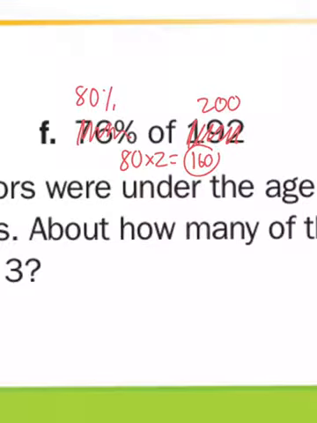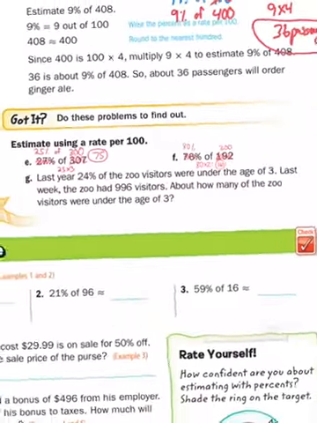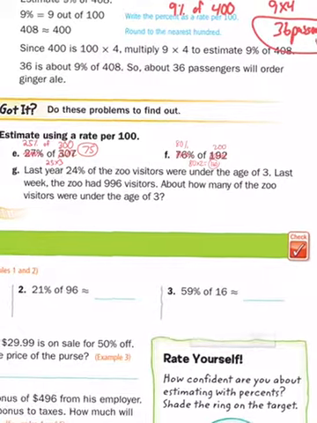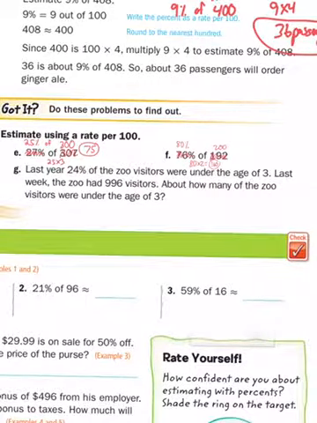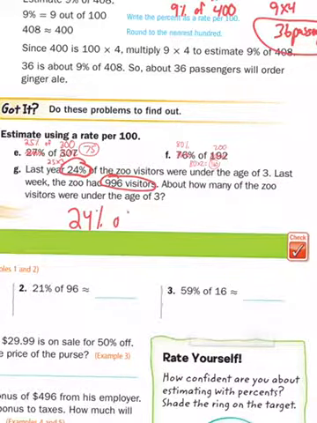All right, last one. It says last year, 24% of zoo visitors were under the age of 3. Let me circle that. Last week, the zoo had 996 visitors. About how many of the zoo visitors were under the age of 3? Well, here's what we know. 24% of the 996 visitors should be under the age of 3. So we're estimating this one.